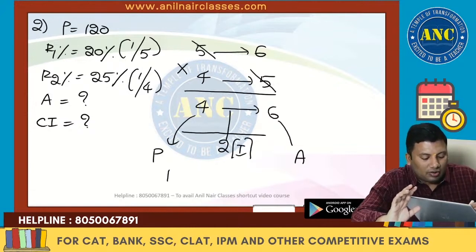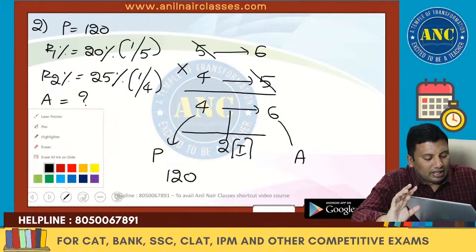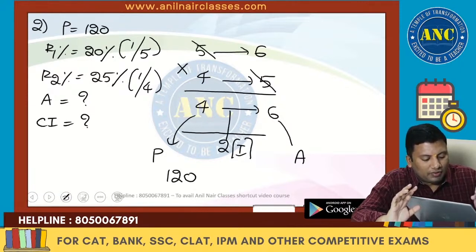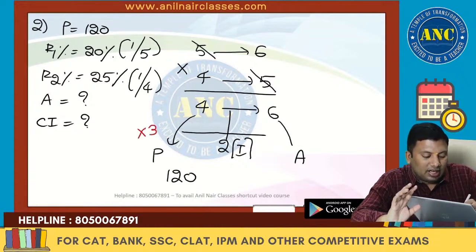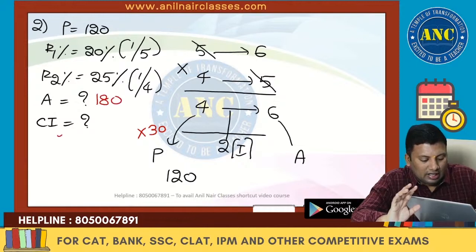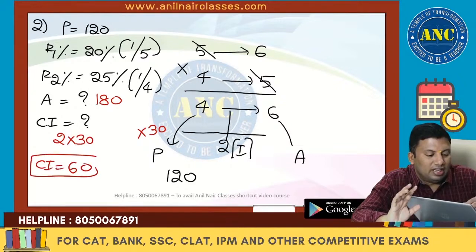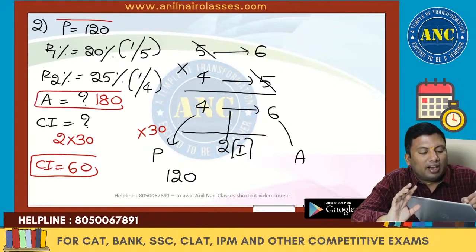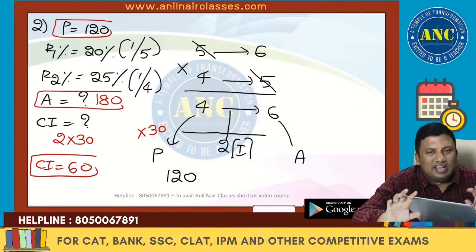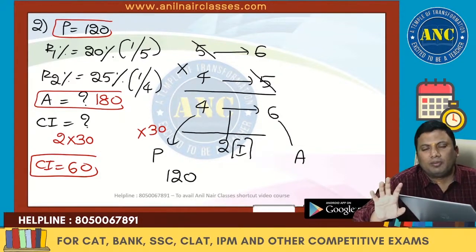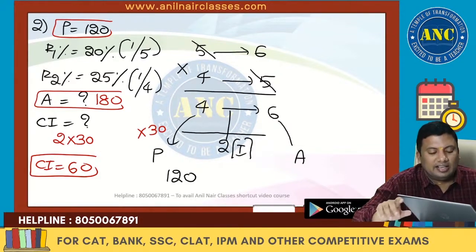But according to the question, the principal is 120. So 4 is becoming 120, so the principal will become 30 times. Amount is 6 into 30, interest is 11 into 30. So CI value is 60 and amount value is 180 when the principal is 120. Very easy. You don't need to use formulae unless and until it is required.